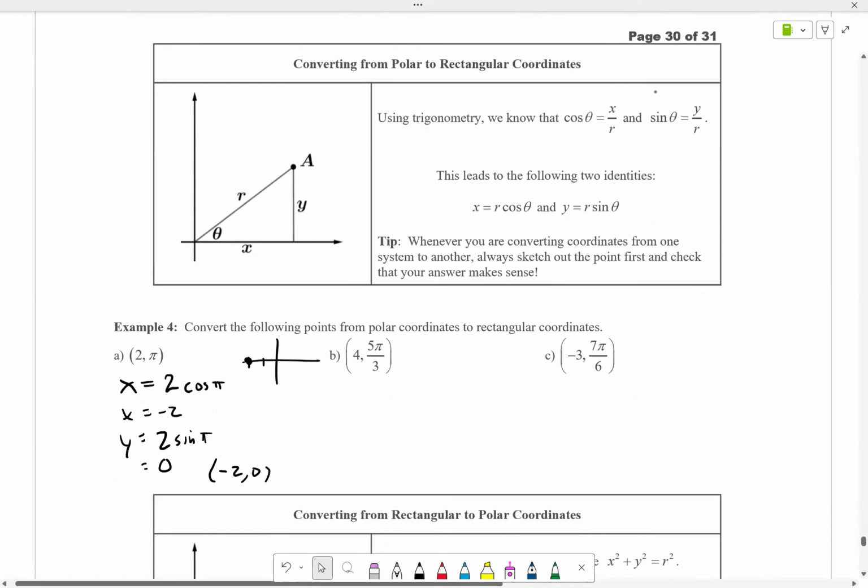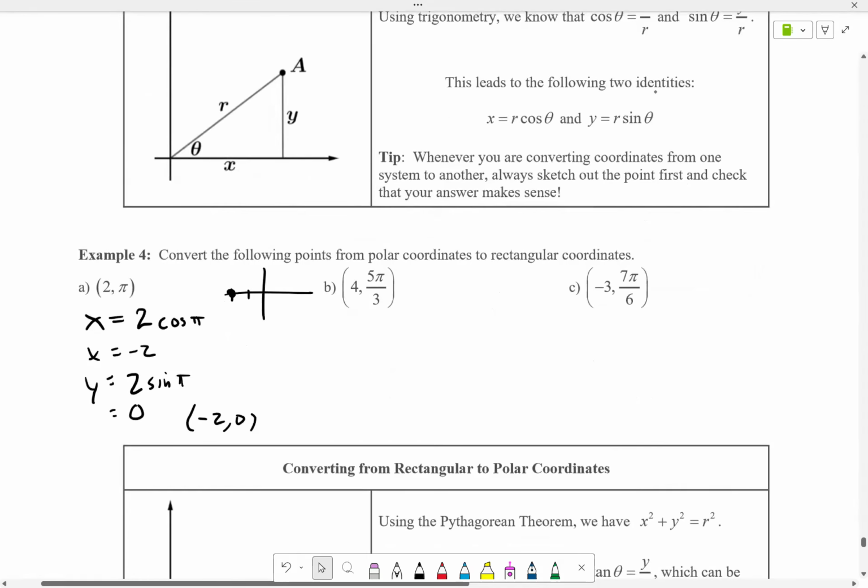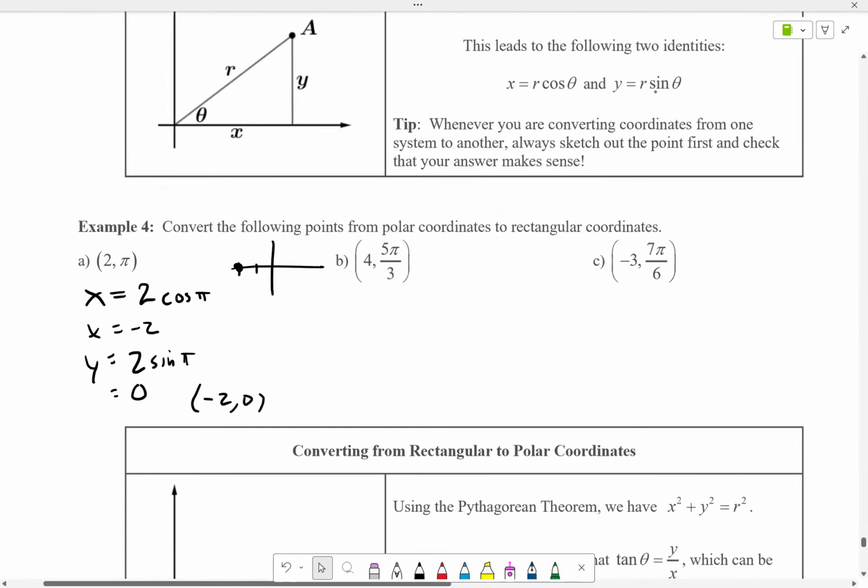Yeah, it'll always work. But the formulas will always give you a sure answer as long as you don't make any mistakes. So perfectly done. Is it -2, 0?